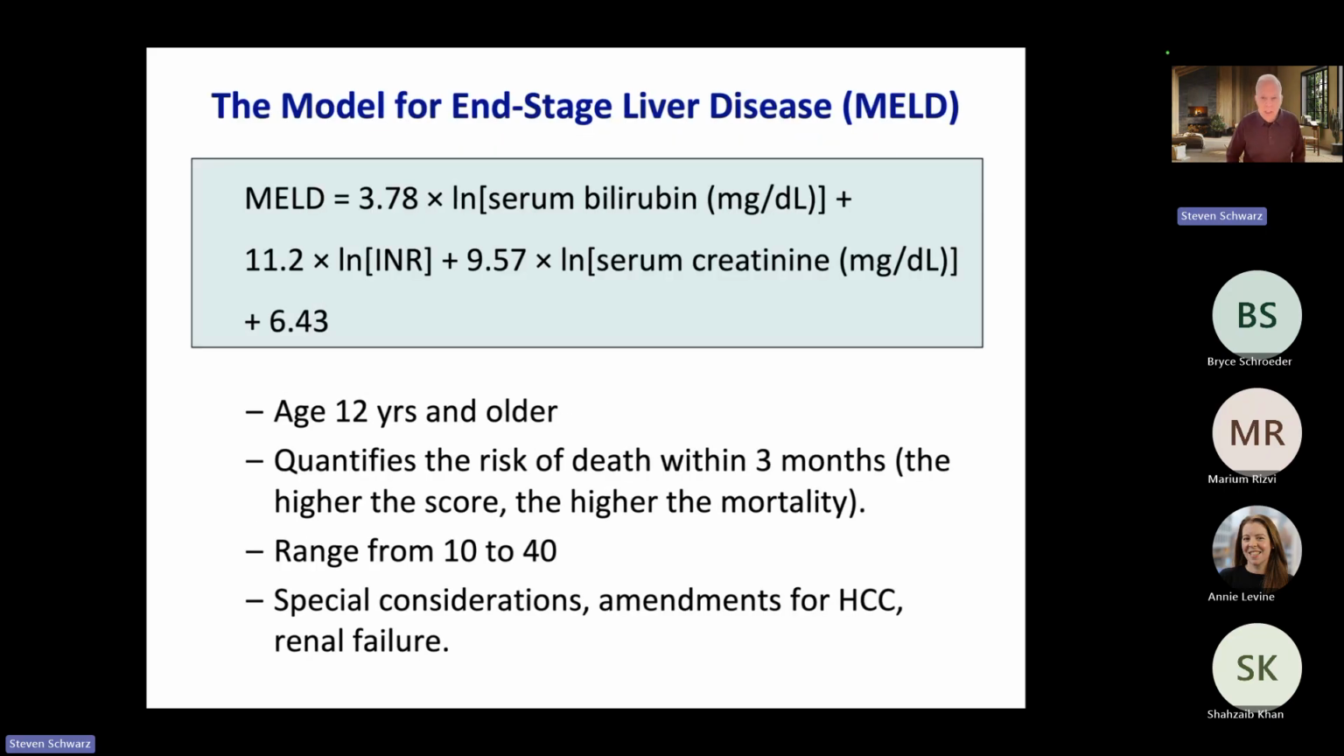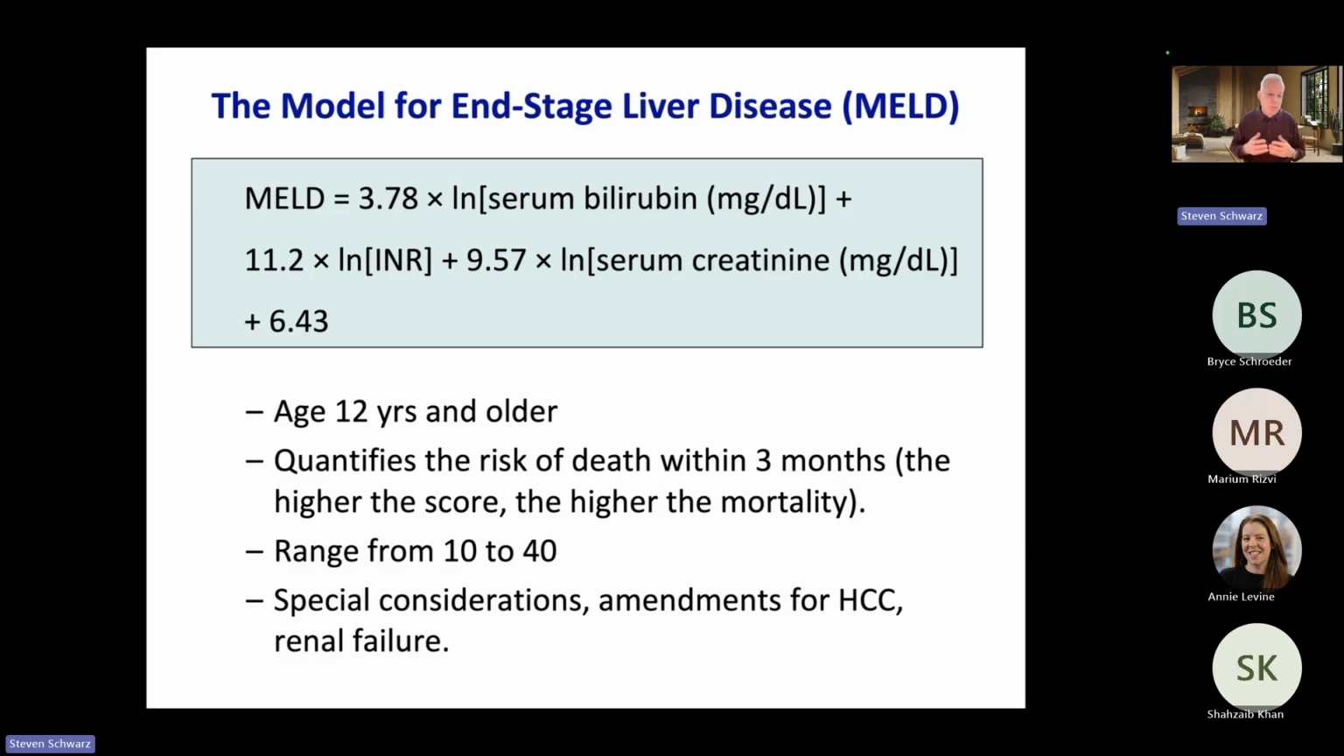Well, the model for end-stage liver disease, or MELD score, was first developed to evaluate end-stage liver disease in patients 12 years of age or older. The MELD score quantifies the risk of death within 3 months. The higher the score, the higher the mortality, and the range is between 10 and 40. And we'll look at that more closely.